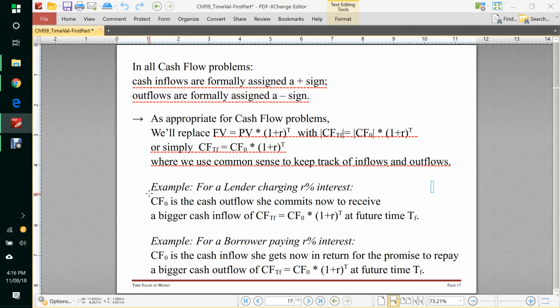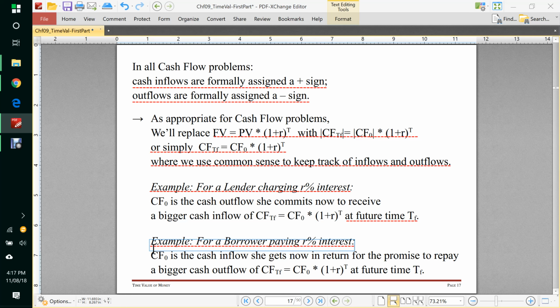So for example, if we have a lender who's charging R% interest, CF0 is going to be the cash outflow that she commits to now to receive a bigger cash inflow of CF0 times 1 plus r to the t at the future time t. So we're just going to use our common sense to know what's an inflow and what's an outflow for a particular participant or player that we're looking at.